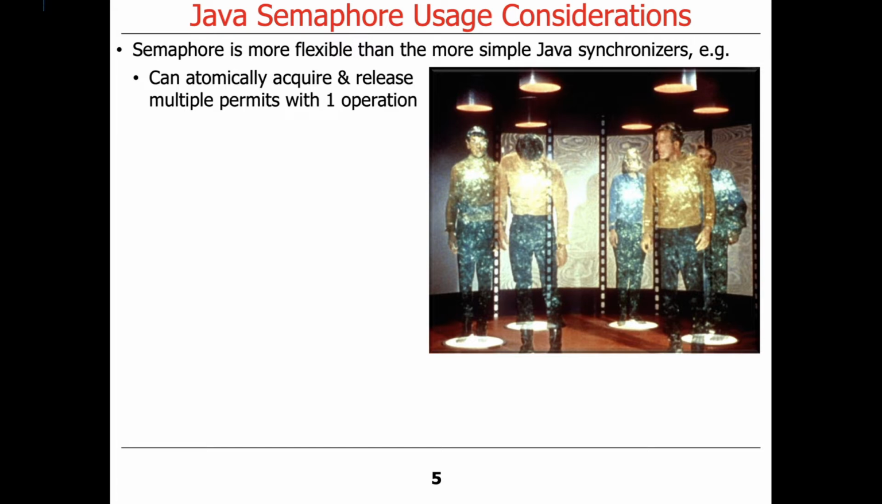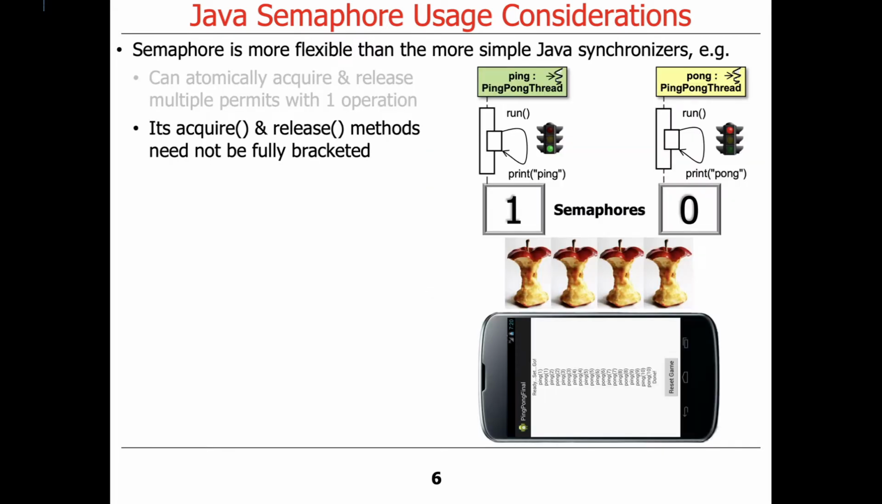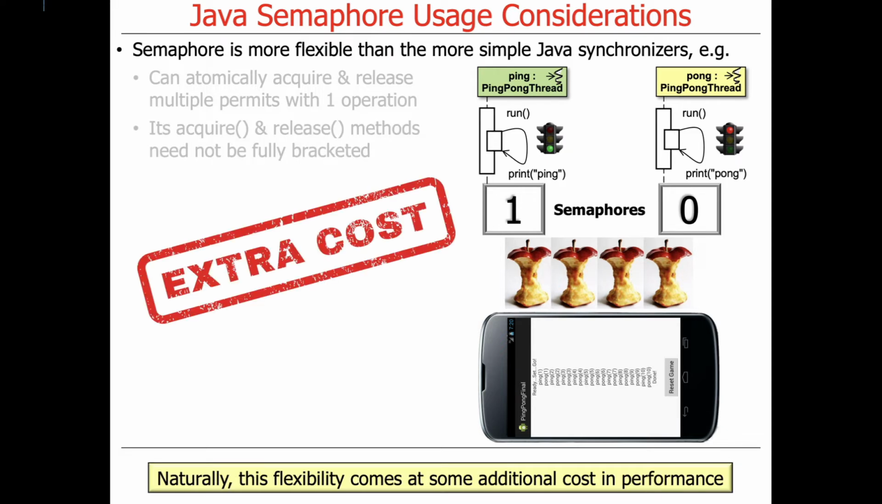One of the things you can do with a semaphore that you can't do with other types of synchronizers is you can atomically acquire and release multiple permits with a single operation. We haven't really talked about that, but you can do that. So you can get a bunch of things all at once. Also, its acquire and release methods need not be fully bracketed, as we just saw with the example of the ping pong program that alternates printing ping and pong in different threads.